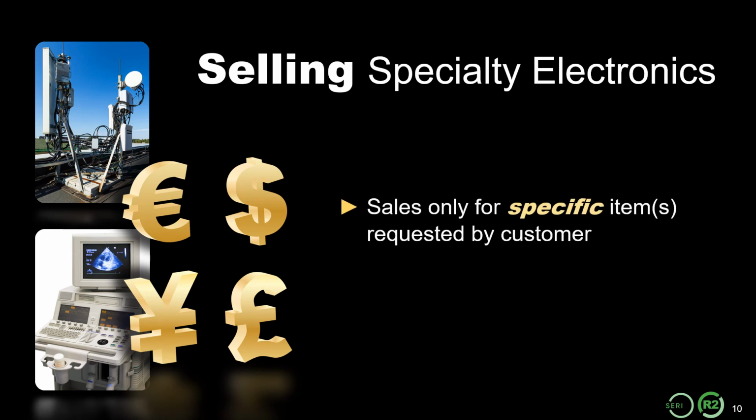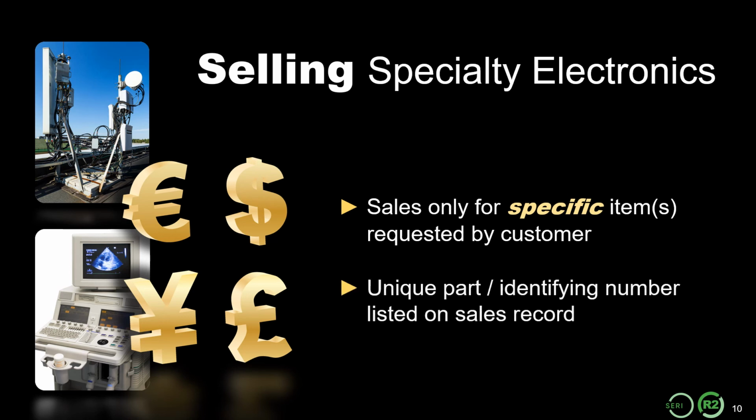Sales must be limited to a customer's request for a specific part number or other unique identifier for the equipment. This is to ensure there is a need and end use for the particular piece of equipment being sold. And for traceability purposes, the unique part or identifying number must be listed on the sales record. This part number can then be linked back to the verification records as well as used for warranty tracking purposes.